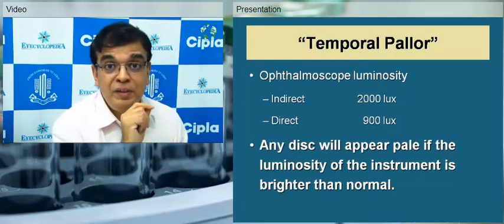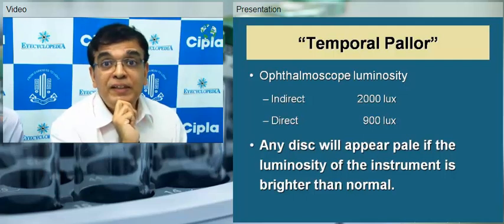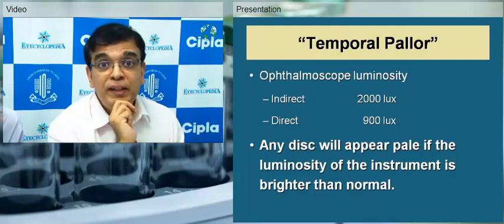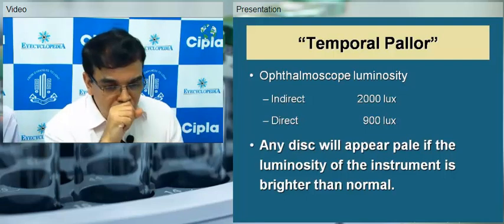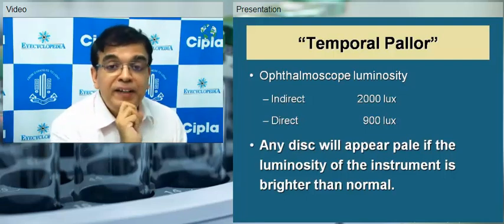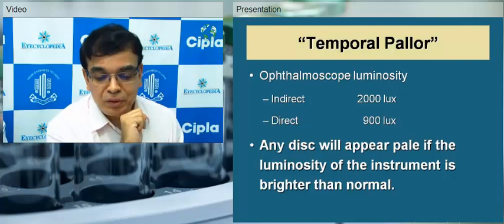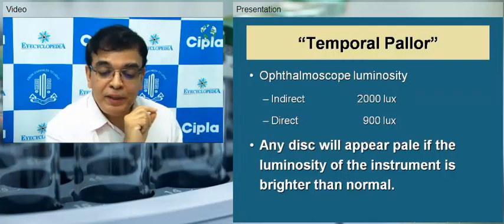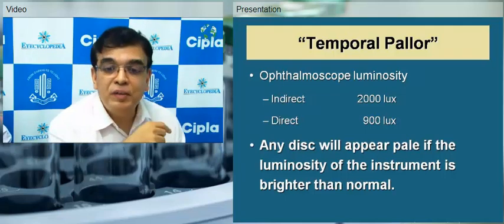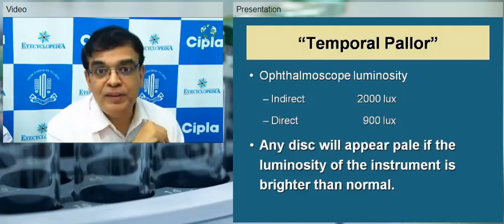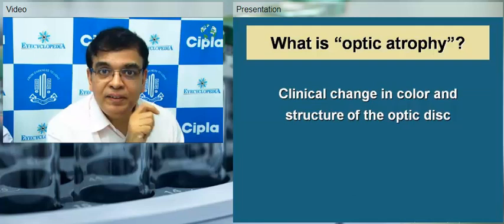Ophthalmoscopically also, if you see photographs which are a little overexposed, the disc looks very white. Okay. So I have put there for you the brightness of the direct and indirect ophthalmoscopes, because any disc will appear a little pale if the luminosity of the instrument is brighter than normal. So keep a watch on your instrument as well. Are you examining the disc correctly?